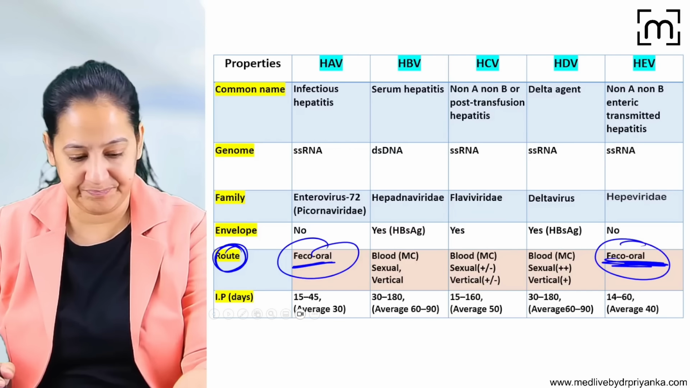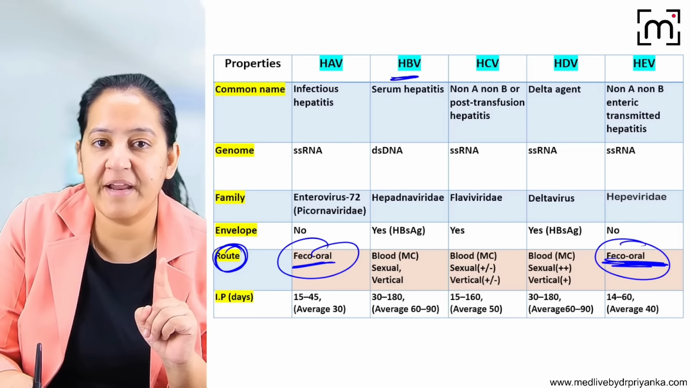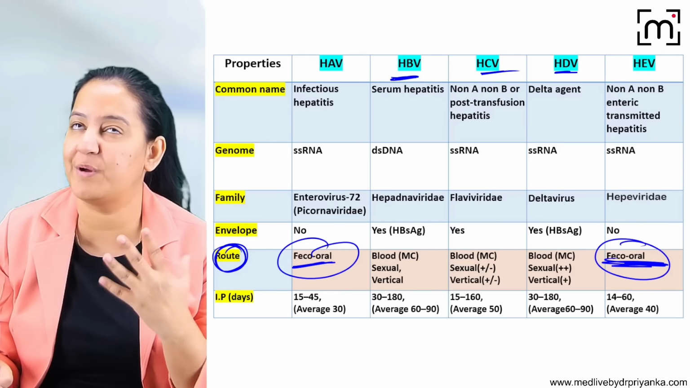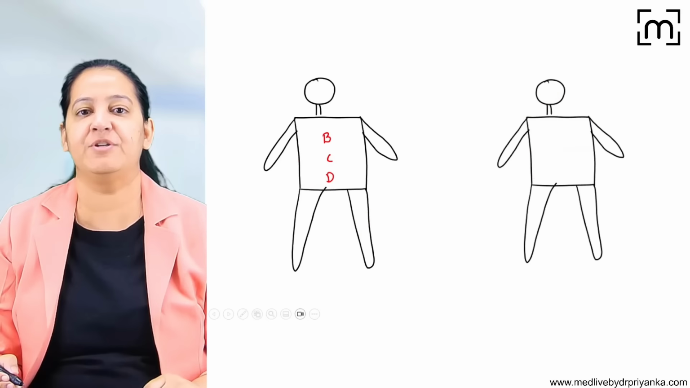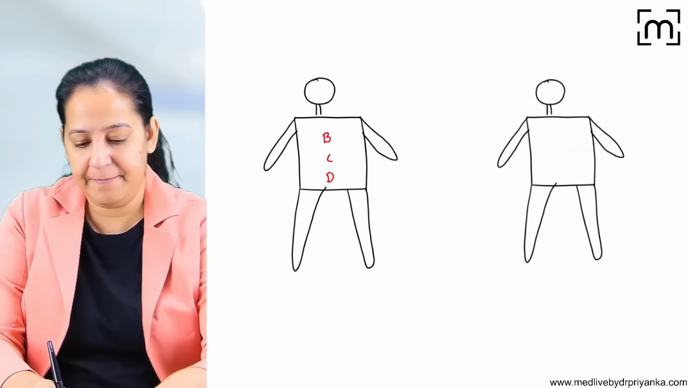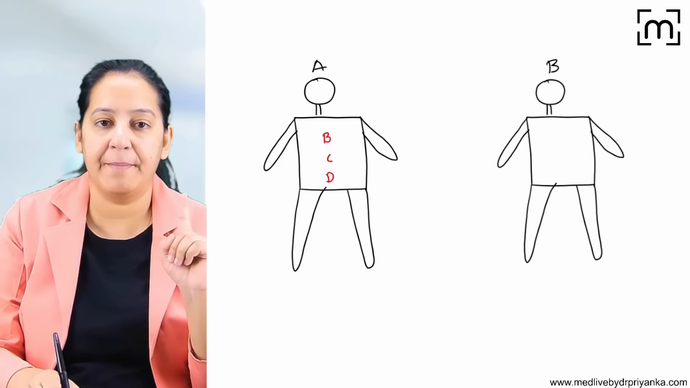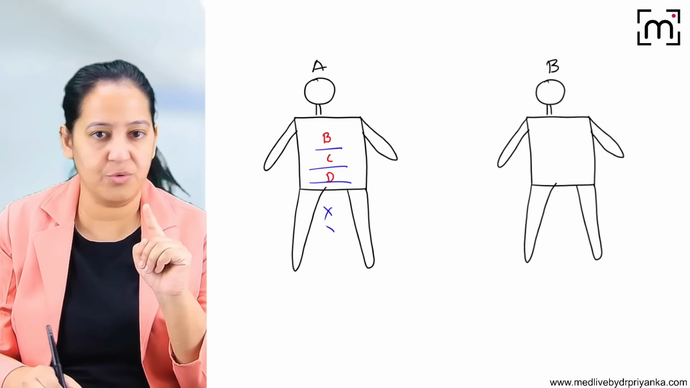What about the remaining 3? What about hepatitis B, C and D viruses? How do they get transmitted? They don't transmit by the fecal-oral route because they are not shed in the stools. They are transmitted by 3 different routes. Imagine this is person A and this is person B. Person A has hepatitis B, C or D virus infection. These 3 viruses do not shed in the stool.